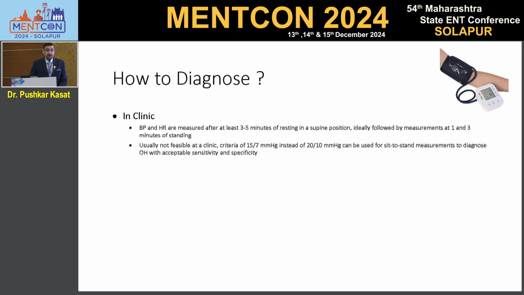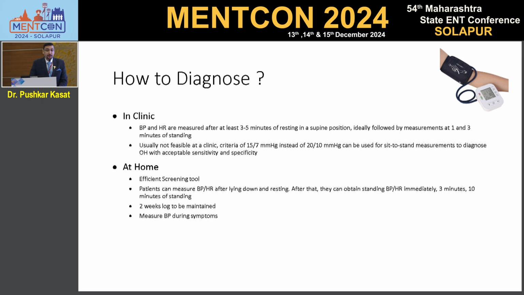Usually in a busy OPD, it is not feasible to allot so much time to every patient. So there is a criteria of 15/7 instead of 20/10, wherein we can make the patient stand up from sitting position. And if there is a drop of more than 15 millimeters of mercury on systolic or more than 7 millimeter drop in diastolic, either of these, orthostatic hypotension is considered, with acceptable sensitivity and specificity.